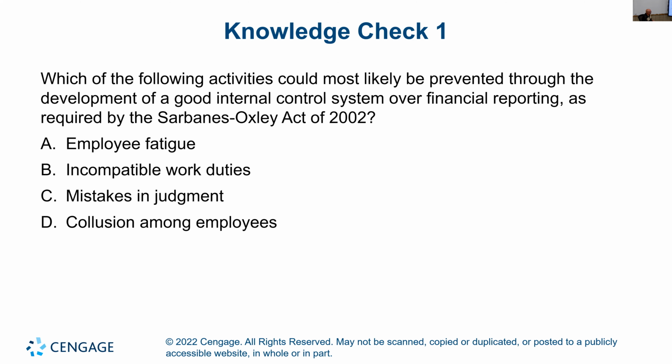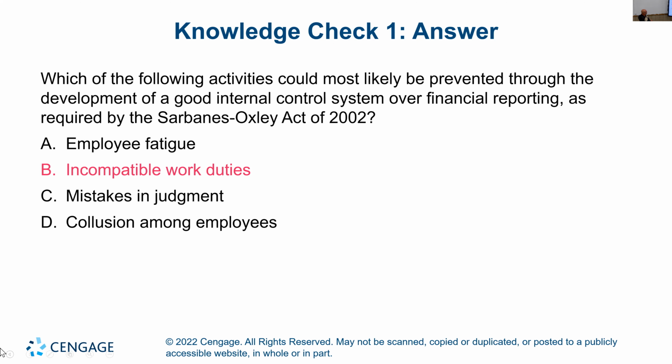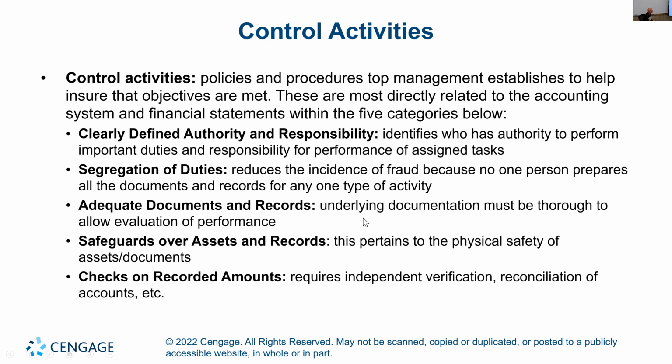All right, which of the following can most likely be prevented through the development of a good internal control system over financial reporting? It's just incompatible work duties. Mistakes in judgment are going to happen. Employee fatigue, basically employee error. Collusion is always going to be hard to detect because when you get two, three, four people working along the same lines, it does become more difficult, but internal controls are supposed to help with that. But really, incompatible work duties are the major problem.